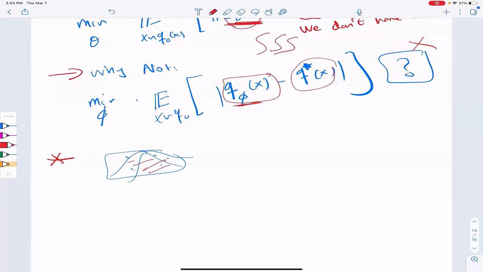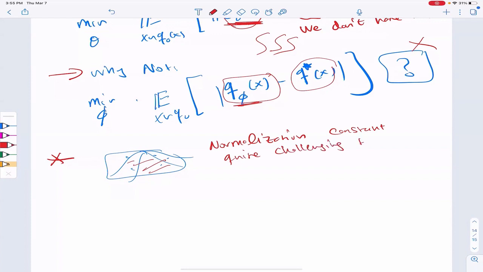That's called the normalization. Usually that normalization constant is quite challenging to estimate based on empirical samples, because you have some samples from your distribution, right? So how would you be able to compute and estimate the normalization constant? Normalization constant, quite challenging to estimate.